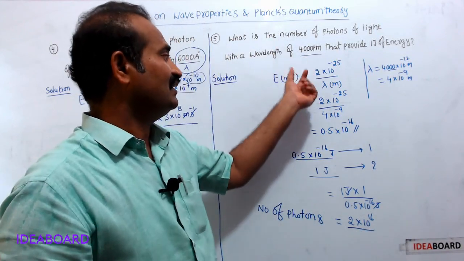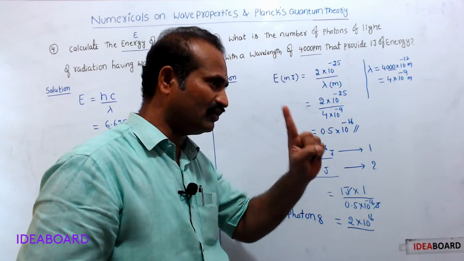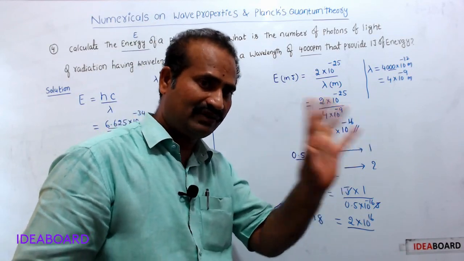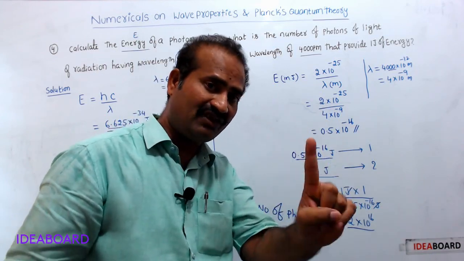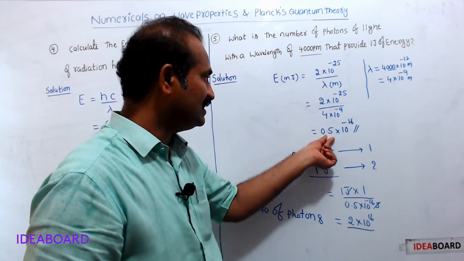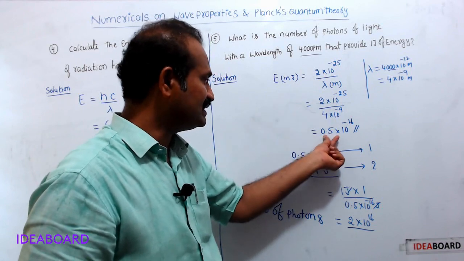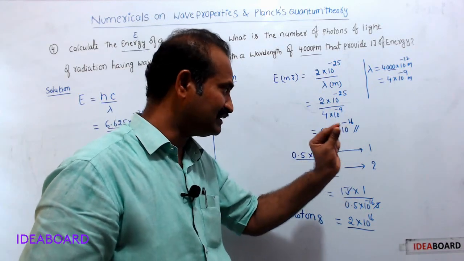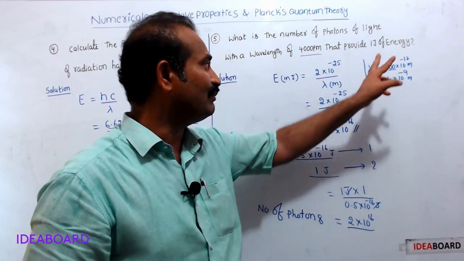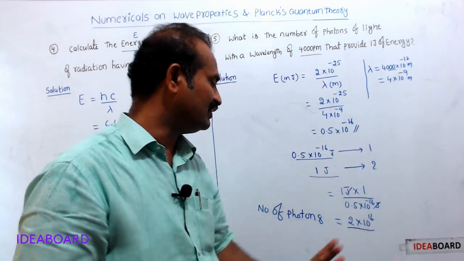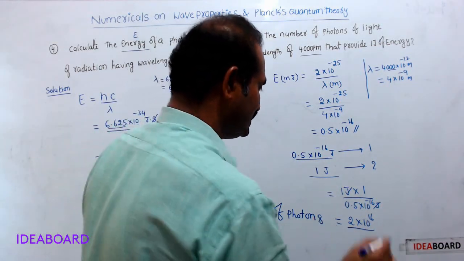Here, first I found the energy of a single photon. For one photon, energy E is equal to h nu. For n photons, one more formula is there. E is equal to h nu is the energy of one photon. By using that, I found 0.5 into 10 power minus 16 joules. This energy corresponds to one photon. Then the number of photons corresponding to 1 joule is 2 into 10 power 16.